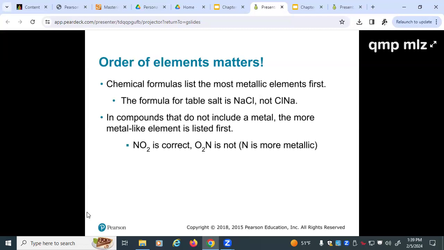Now, up and down, metallic nature, generally speaking, as you go down the periodic table, things get more metallic as well. So if I have sodium and potassium in the same compound, the potassium is more metallic, it would get listed first.